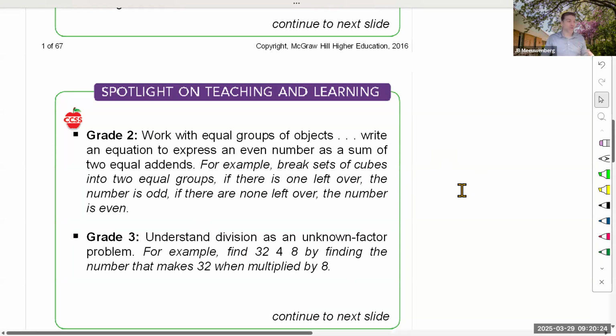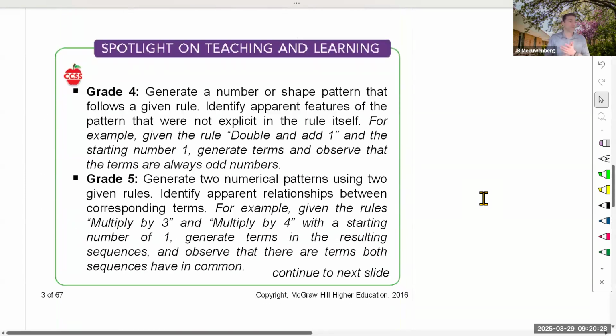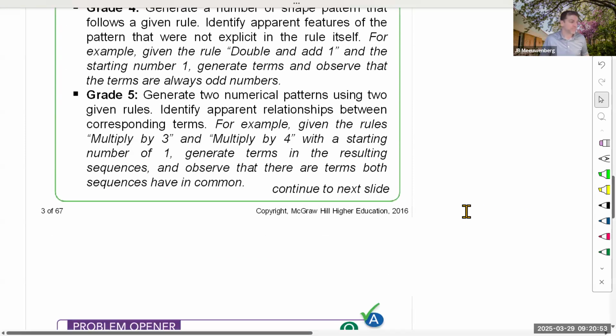Grade 3, unknown factor problems. That definitely is used in algebra. And grades 4 and 5, you can read those as well on your own. But as you can see, there are so many different foundational concepts for building good algebraic thinking, which is what really matters. Once you have developed those skills, putting them into practice in algebra class is a lot easier than if you're trying to develop those skills once you get to that class.